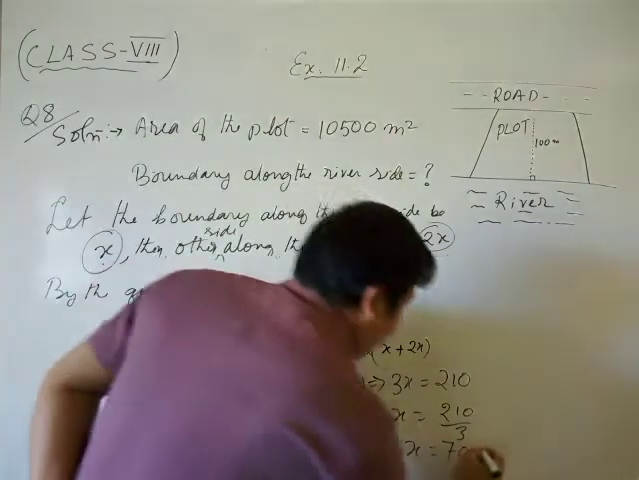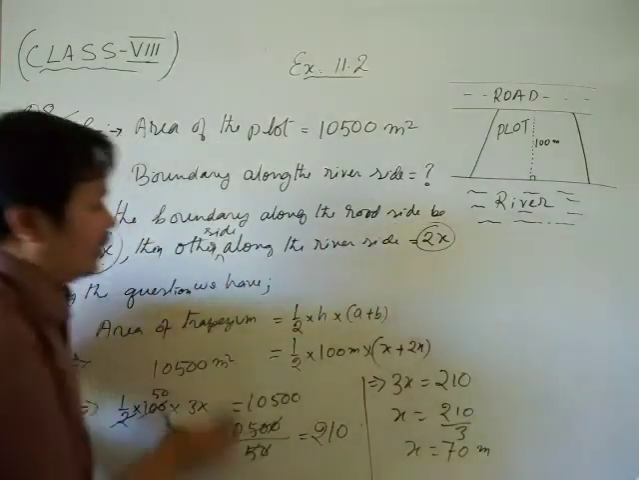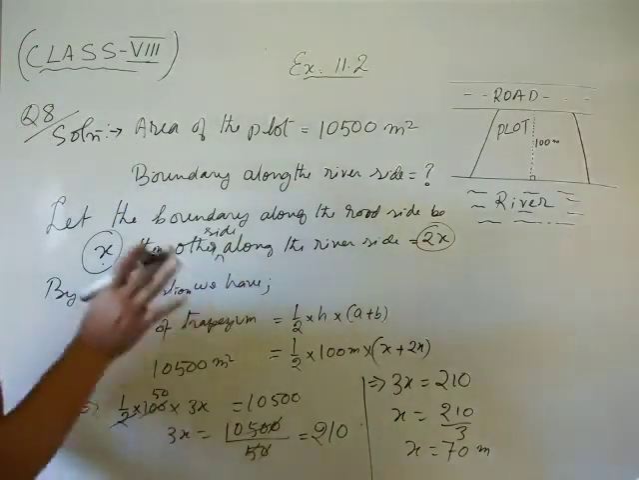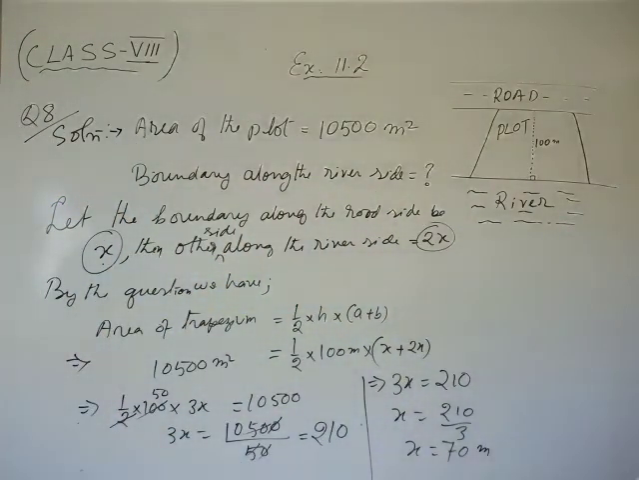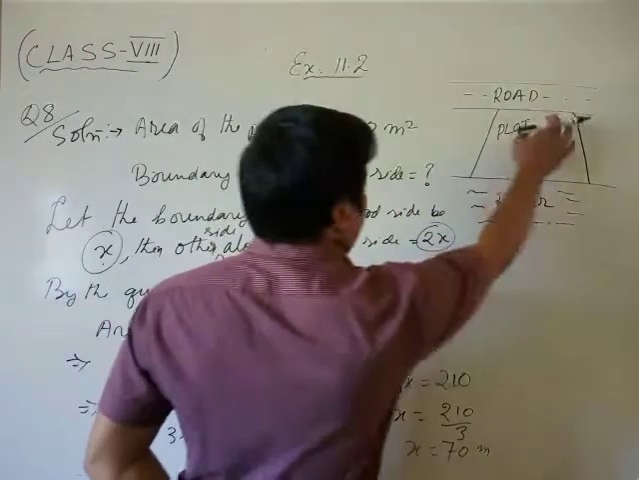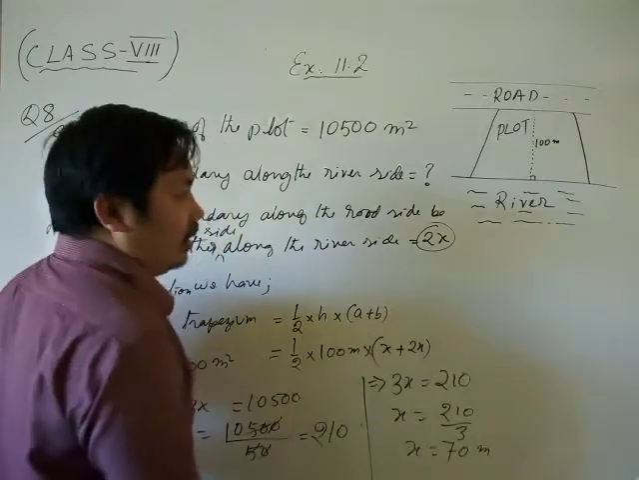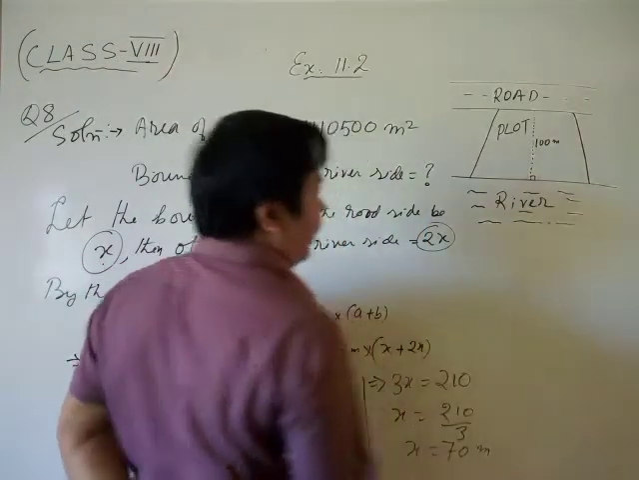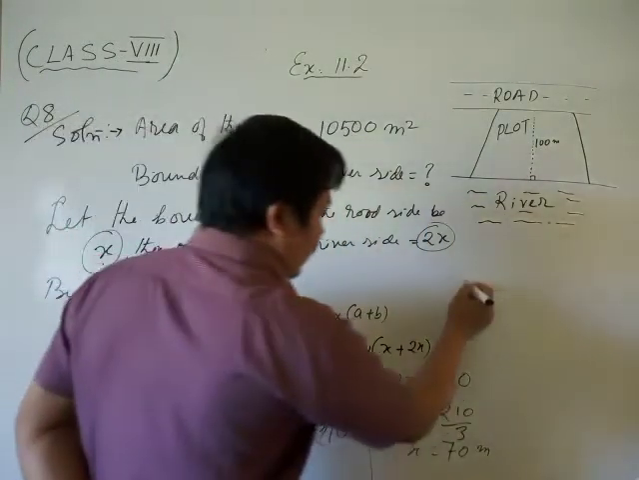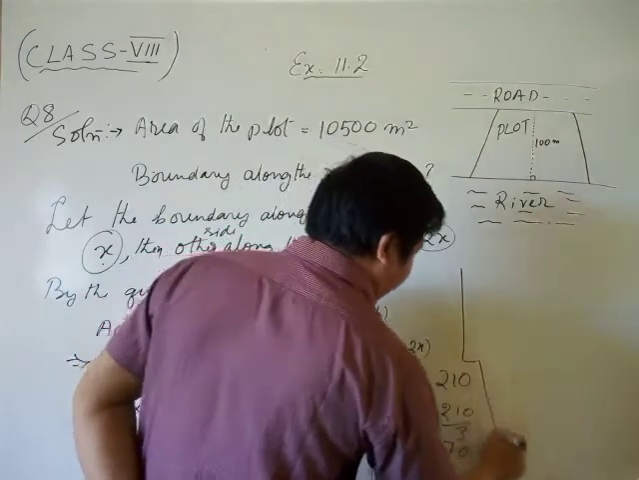Means x is equal to 70 meters. That means the side along the road is 70 meters. So the side along the river will be 2 times of it, isn't it? So now you get the value of x.